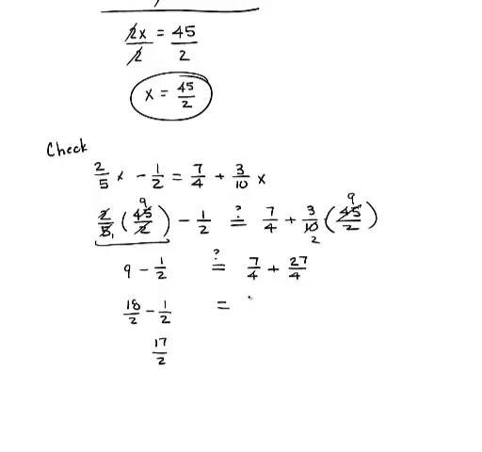So that's 17 over 2. And here I have 34 over 4. Can that be reduced? Sure, that can be reduced by 2 to 17 over 2. So sure enough, I get 17/2 equals 17/2. So my answer is correct.